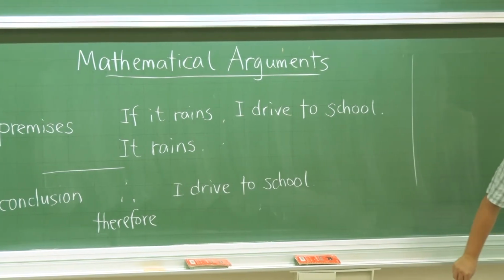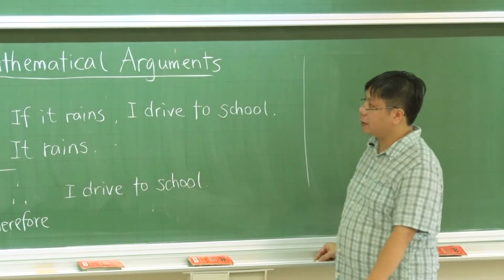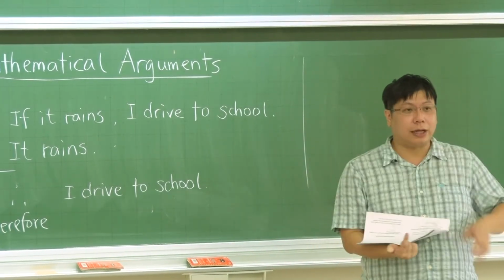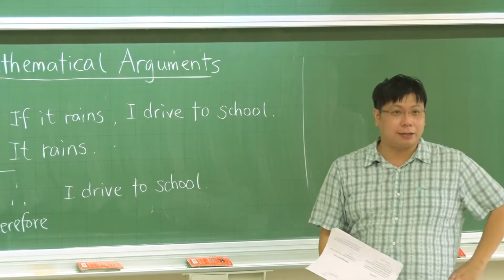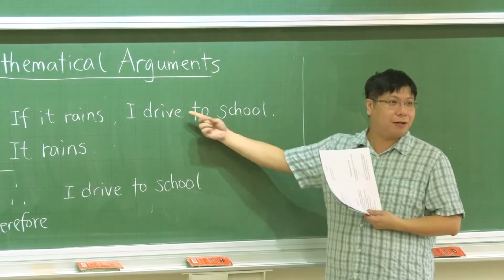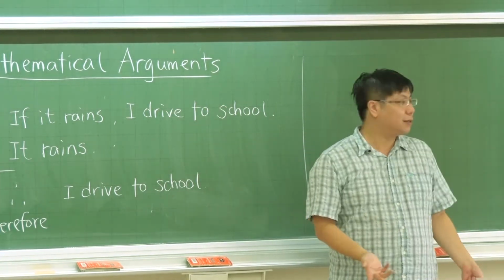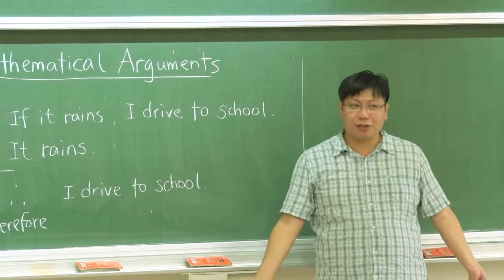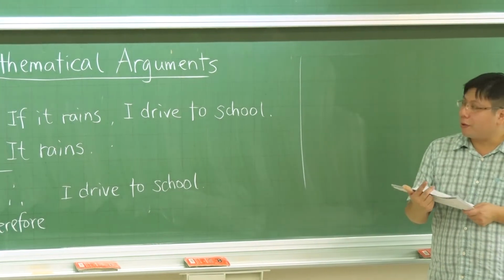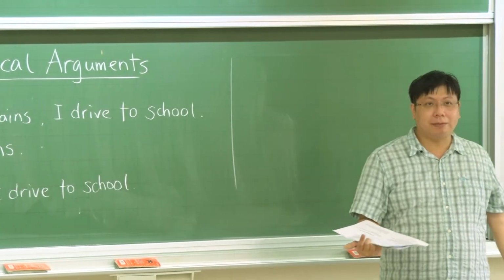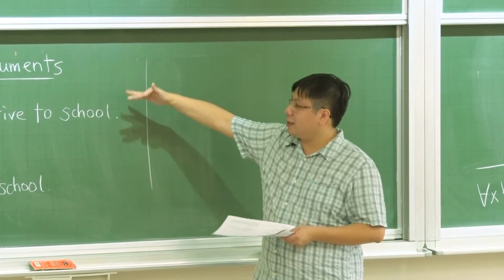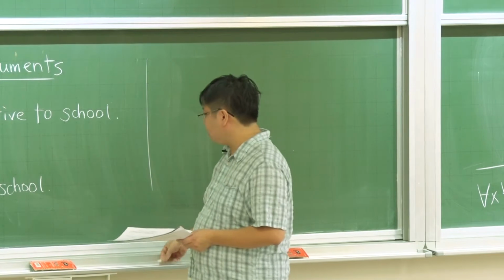But not all kinds of mathematical arguments are meaningful. For instance, if someone says, if it rains, I drive to school, and then it rains, then my conclusion is, let's say, I'm going to have Pizza Hut tonight. Suddenly you're shocked, right? It doesn't make sense. This talks about rain and school, and then I'm saying I'm having Pizza Hut tonight. It can't be related. You can still call it a mathematical argument, but it is an invalid one. Here, this is a valid mathematical argument.